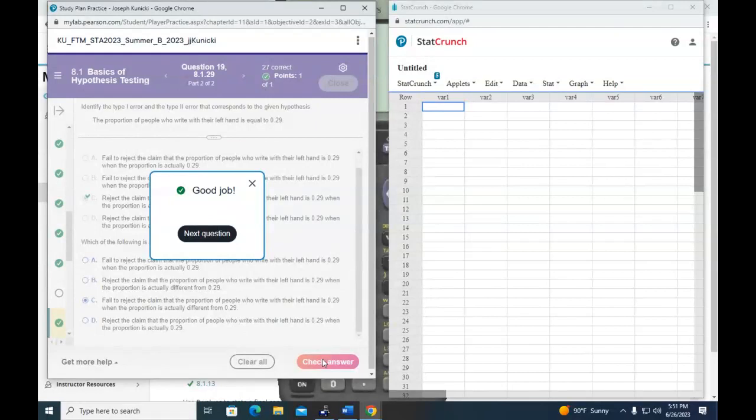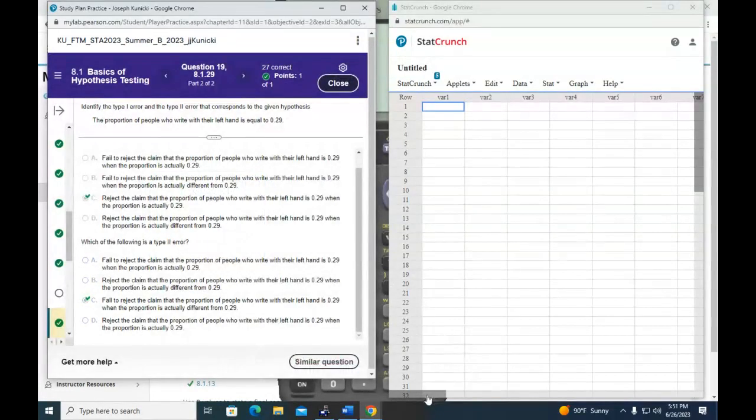Right? So I know it's fail to reject when it's false or not true. So then I just looked over here. This one said fail to reject when it's actually, that means it's actually true. This one says when it's actually different, which means it's false. So we want false. So you just reason it out.